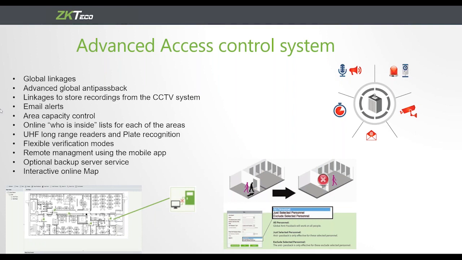We have also email alerts. It means that for the different events, we can send one email to the user that we want. We have an area capacity control. It means that we can define an area and we can set the maximum and also the minimum capacity of the people in that area. We have an online who-is-inside list for each of the areas. It means that in real time, we can know which people are in any of these areas. We also support UHF long-range readers and LPR recognition.